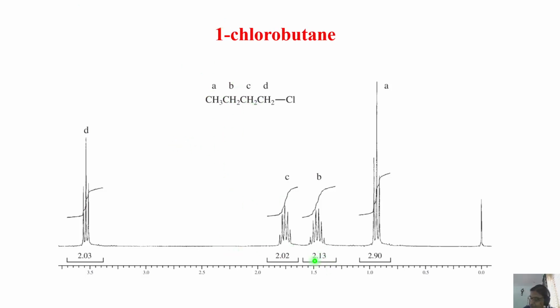But in the interesting situation, as a consequence of several overlaps, look at this pattern here. This is more complex than the other one. This must be the proton attached to CH3 and CH2. Very easily you can assign this to B. Look at this group now. This group of multiplicity also has 2 protons intensity-wise.